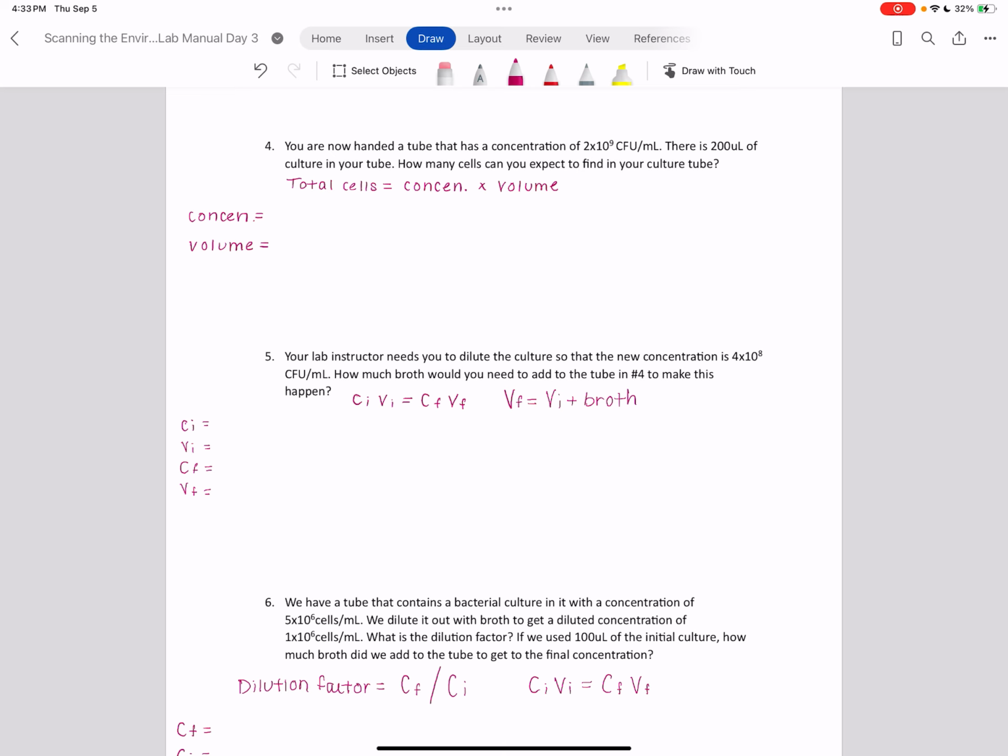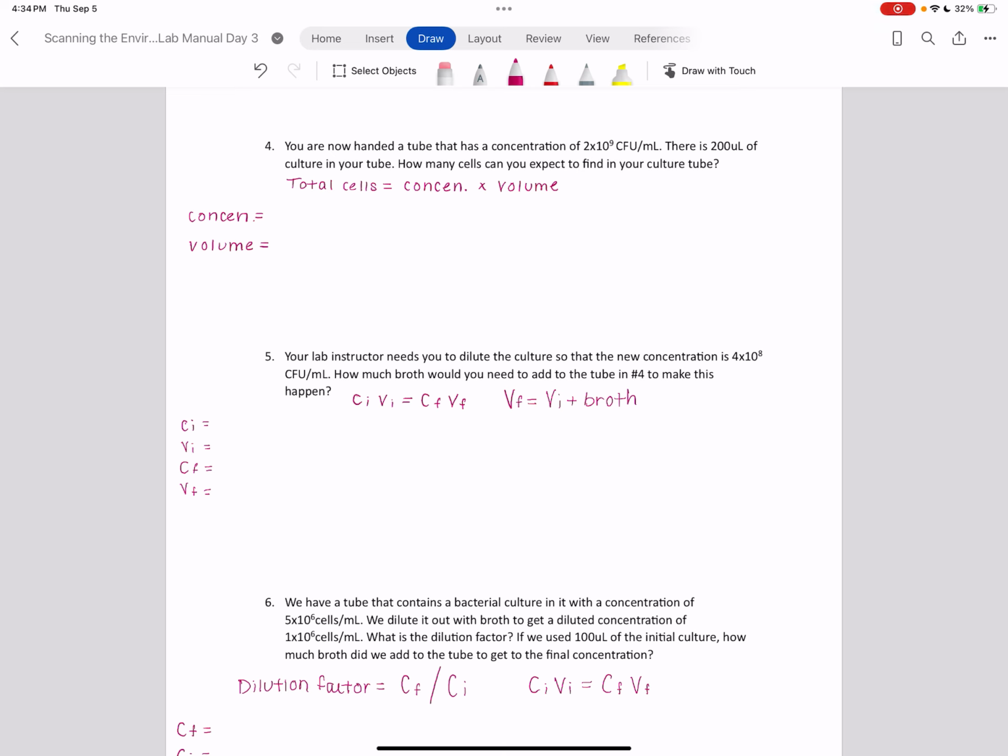So for number 4, the question states, you are now handed a tube that has a concentration of 2 times 10 to the 9th CFU per ml. There is 200 microliters of culture in your tube. And the question is asking, how many cells can you expect to find in that culture tube? Well, I've already written it here: total cells equals the concentration multiplied times the volume.